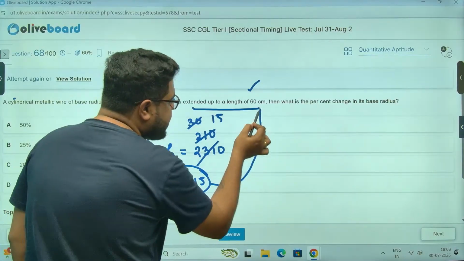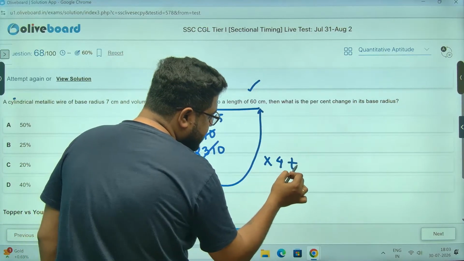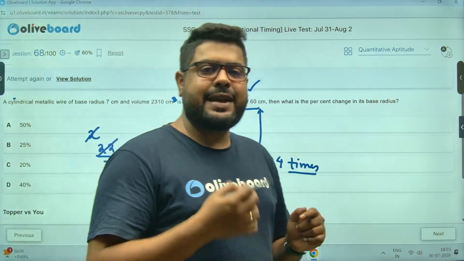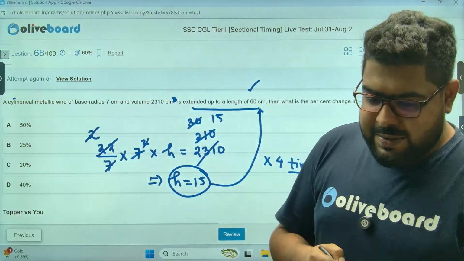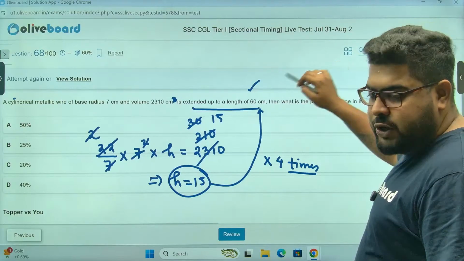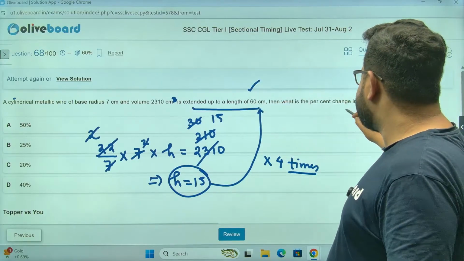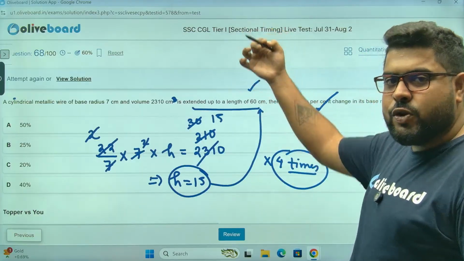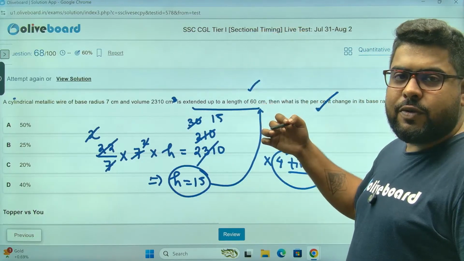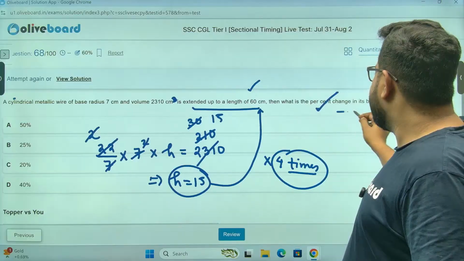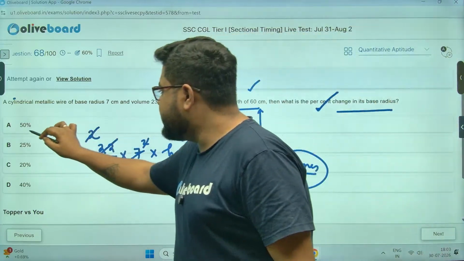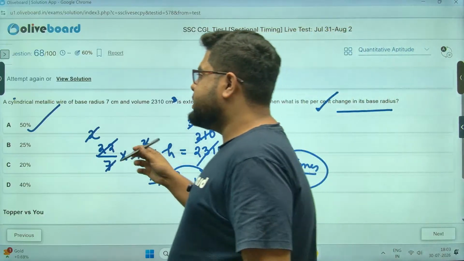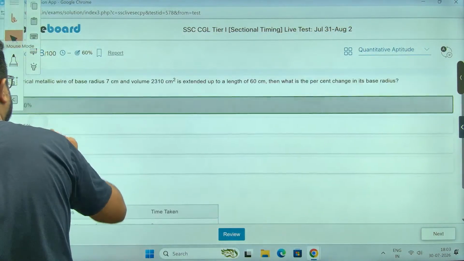Now this height has been made 60, meaning 4 times. So the radius squared has to reduce by a quarter, so the radius will reduce by half. Please understand, because half into half is 1/4. Volume remains the same. So to manage 4 times the height, I have to do half. That will give you 1/4. So my answer, the percentage change in base radius, will be 50% change, half. I don't need to do the next calculation. Just look at the values and you will get to the solution.